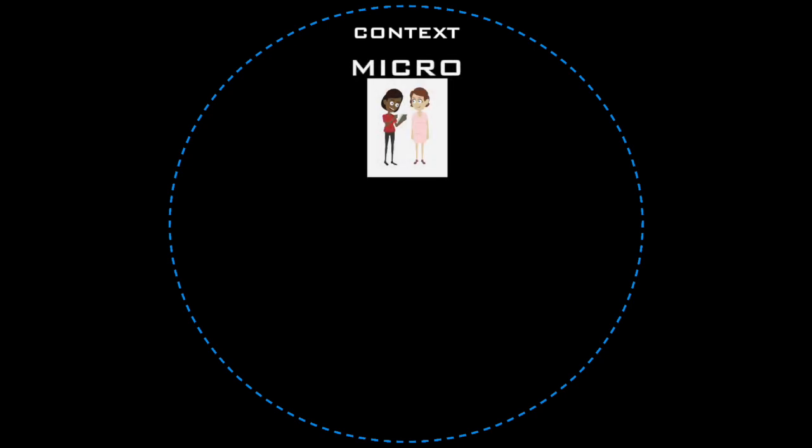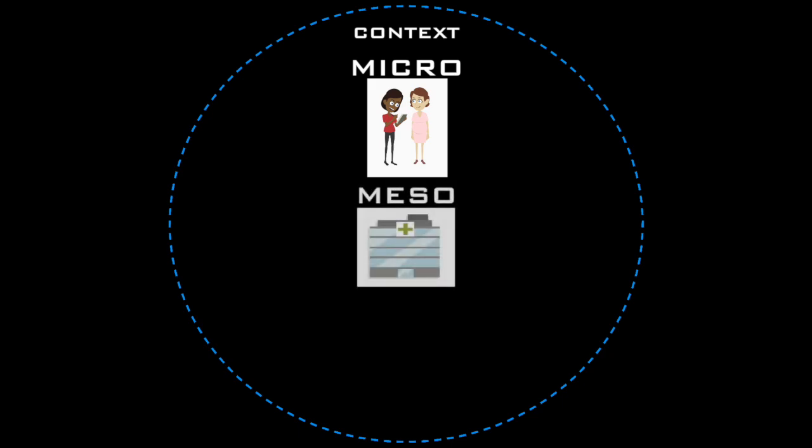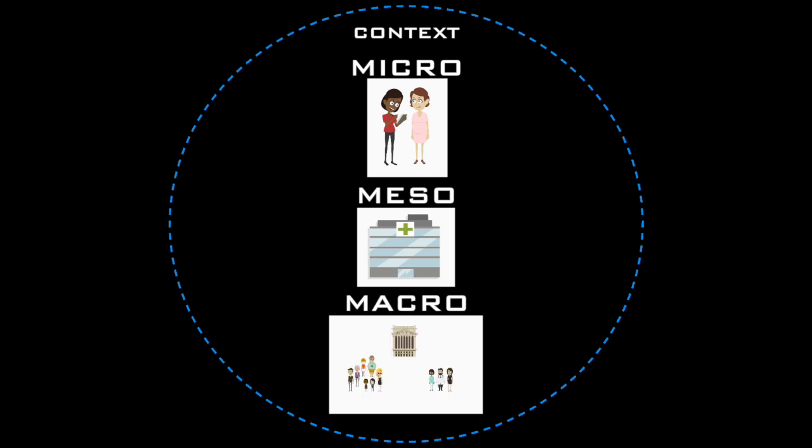The outer dotted circle represents the context of practice. There are 3 levels of context to consider. The micro-context is that which exists between the student and the client. The next level is the meso-level, which is the practice setting. The last level is the macro-level. This level includes the broad context of government, society, and the profession.